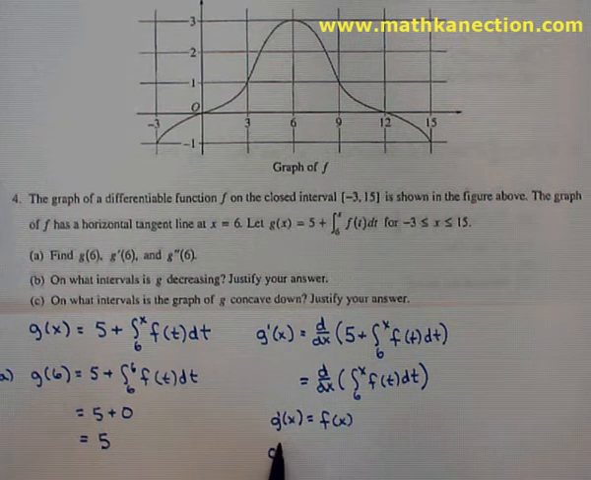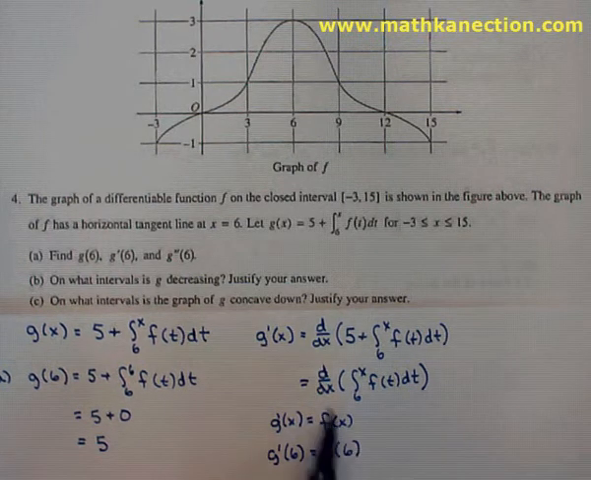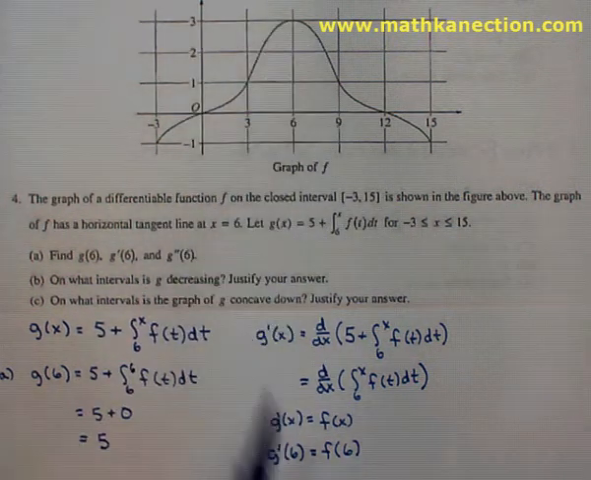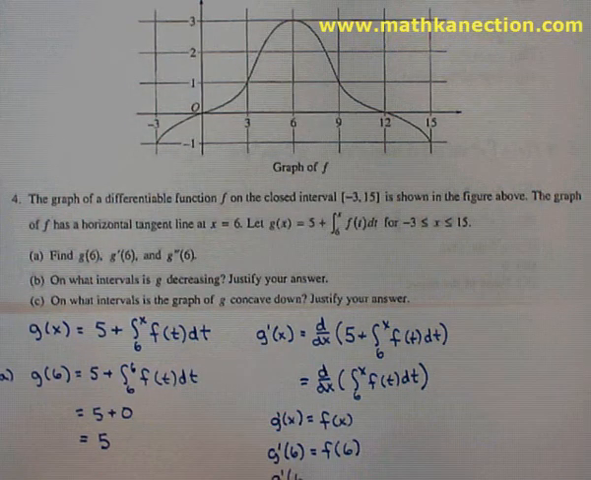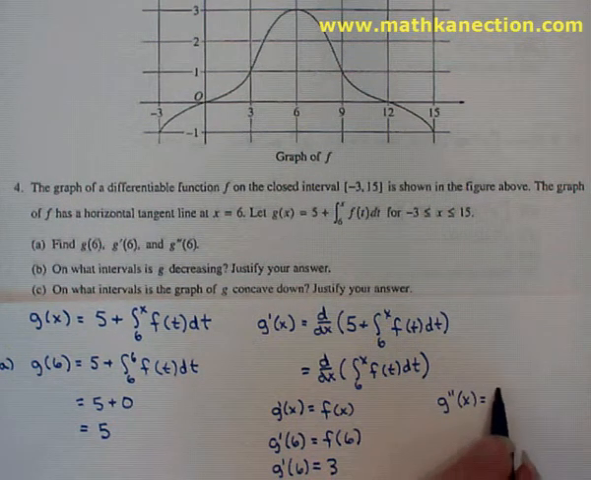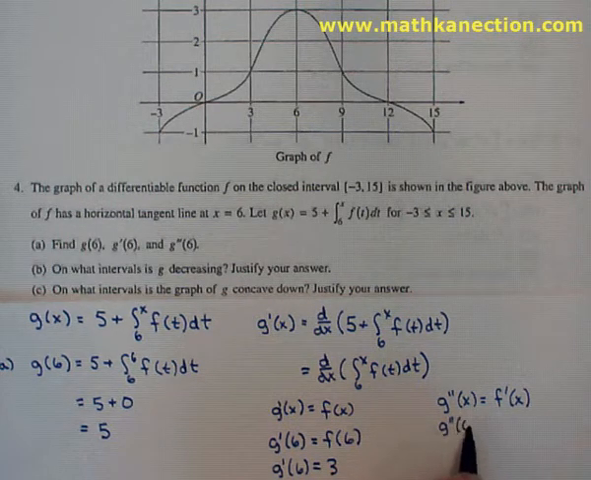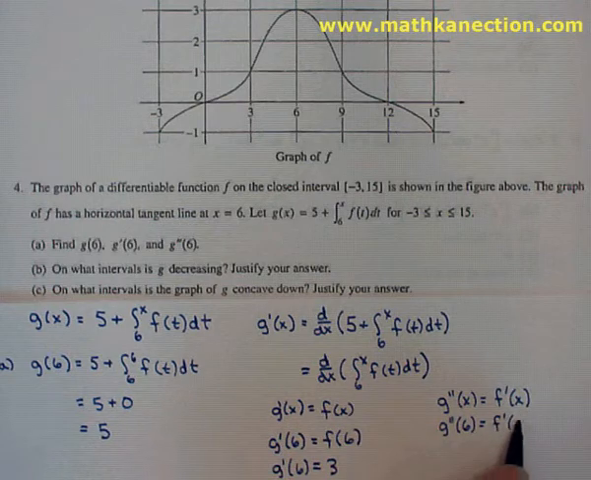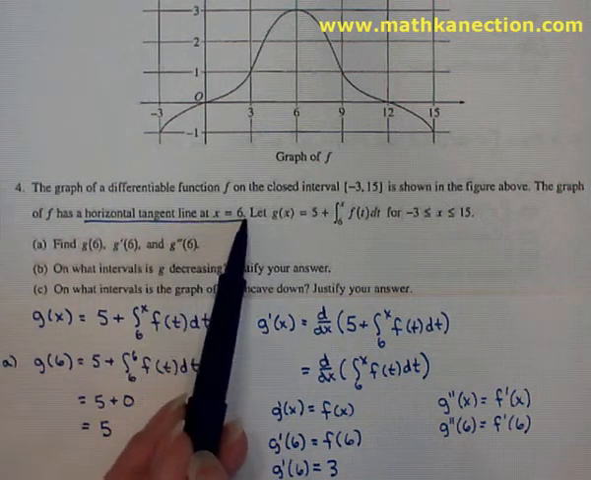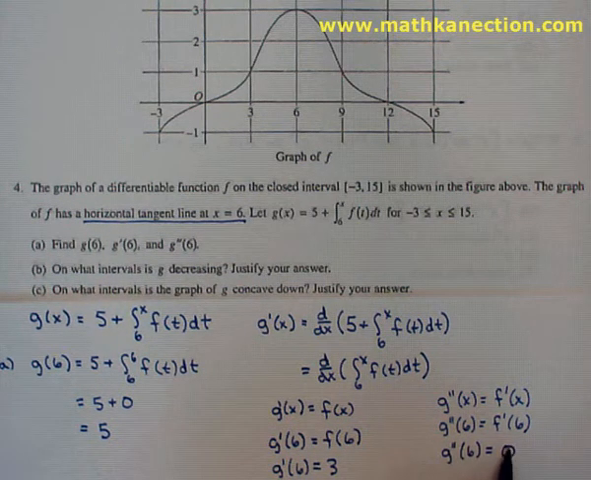So to get g prime of 6, we just need f of 6, and f of 6 is from the graph. Looking at the value at 6 is 3. So g prime of 6 is equal to 3. G double prime of x is equal to f prime of x. So g double prime of 6 is equal to f prime of 6. We just need the slope of f at 6. Since the problem says there's a horizontal tangent line at x equals 6 on the f graph, g double prime of 6 is equal to 0.